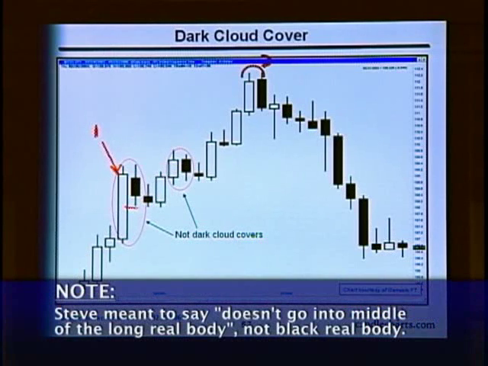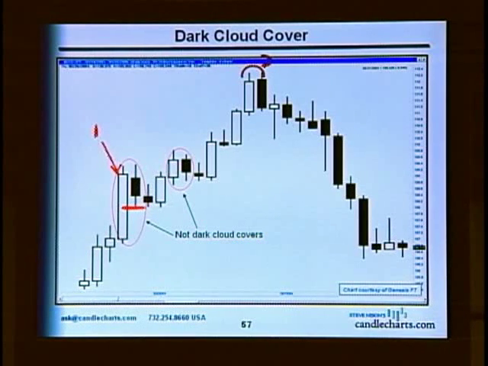By the way, if you ever have a candlestick line like this where it doesn't go below the middle of the black real body, you can wait for the next session to see if it does then get under the middle of the black real body. And that would be called a variation of a dark cloud cover. That's perfectly acceptable. That didn't happen here.